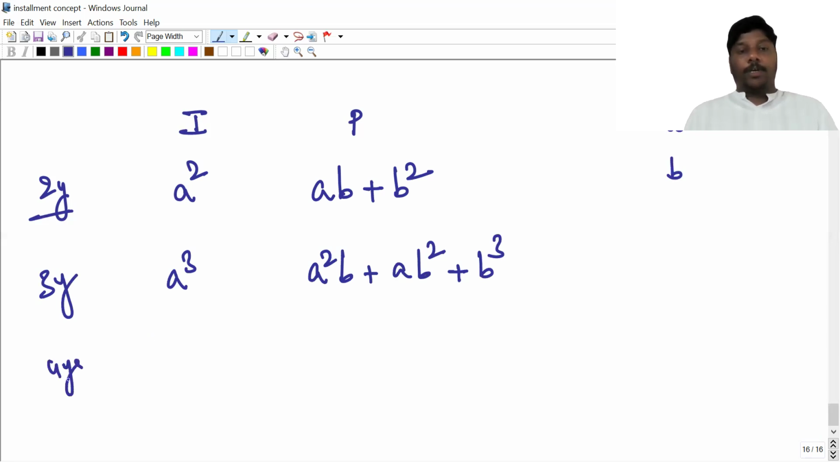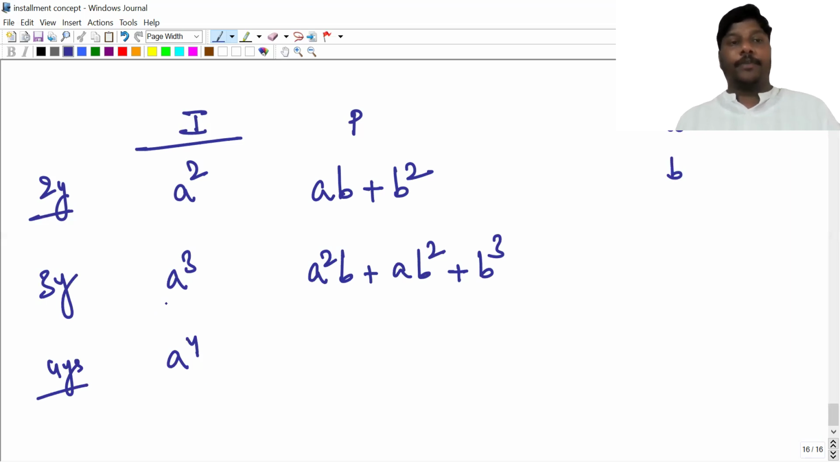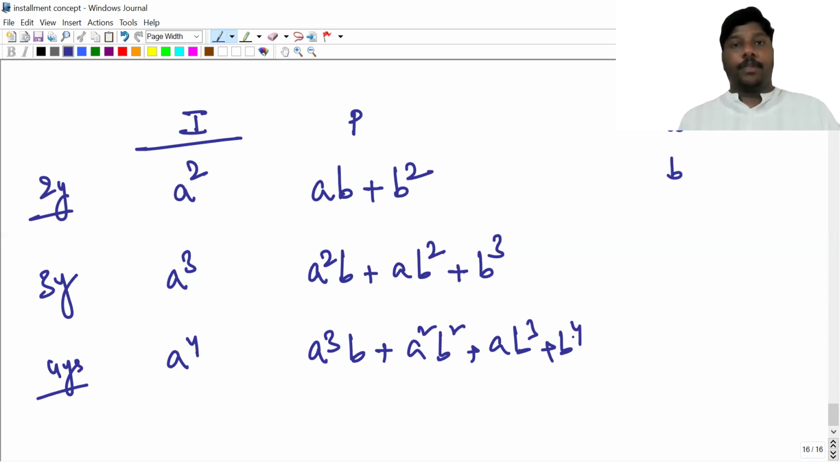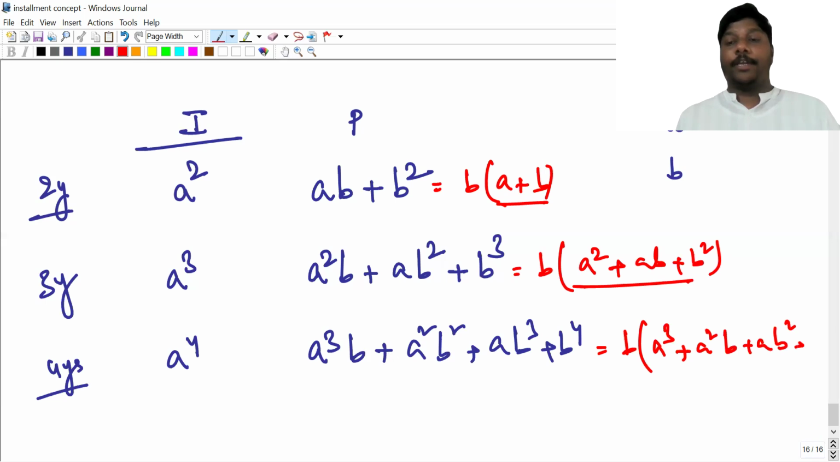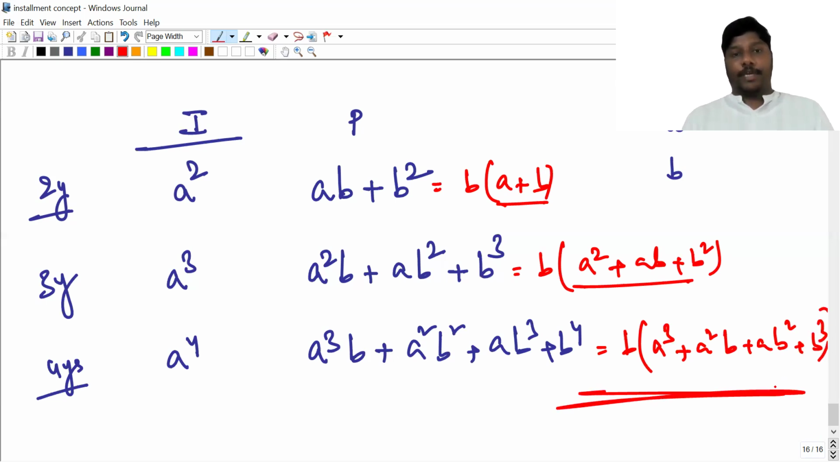For 4 years, it goes on like this, a power 4. So installment is a square, a cube, a power 4 respectively for 2 years, 3 years, 4 years. This one is a cube, a square b, a b square, finally b cube. So if I take b common now, then it will be what? a plus b. If I take b common, then it will be a square plus ab plus b square. Symmetrically it follows.